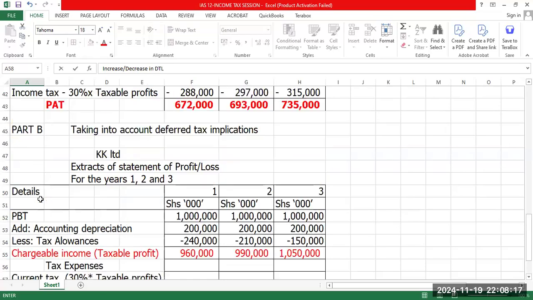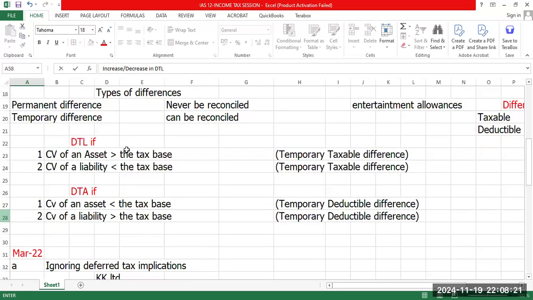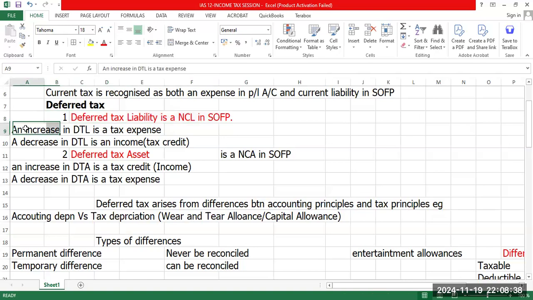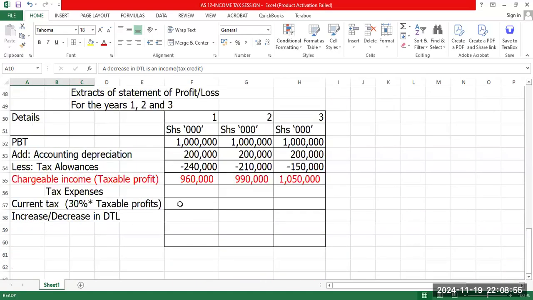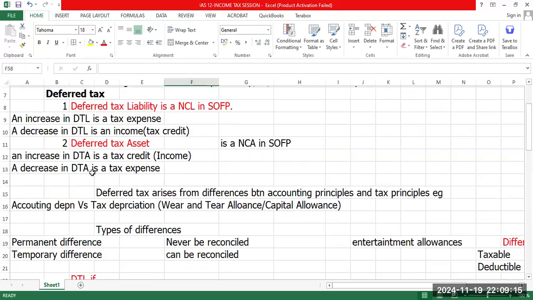Because we said here, if the difference is a taxable difference, then you will have what we call deferred tax liability. And for the deferred tax liability, an increase in the deferred tax liability is tax expense. Then a decrease in the deferred tax liability is an income, which is like a tax credit. Remember, if it is an expense, we subtract. But if it is a tax credit, we add. It's just an income if it is a tax credit. You will see that. That's why I said this summary can help you.